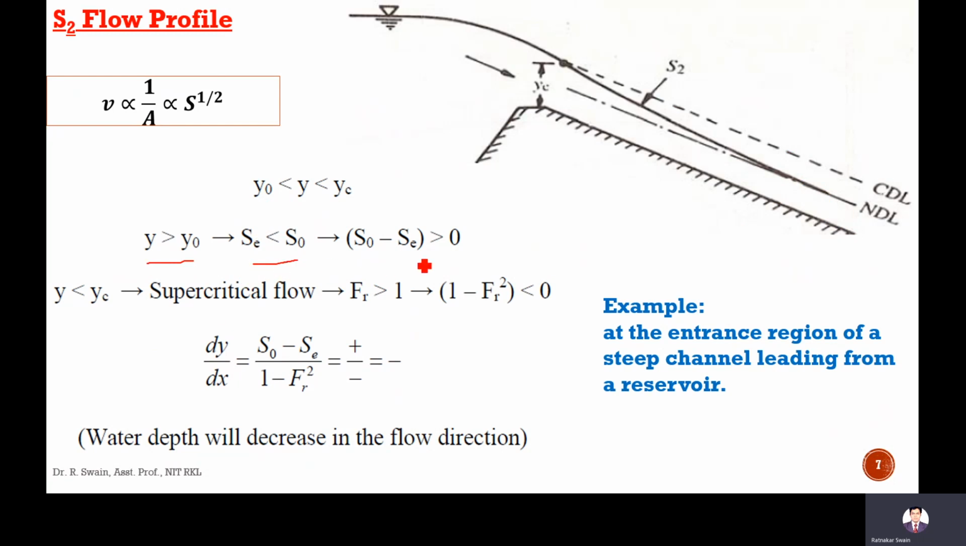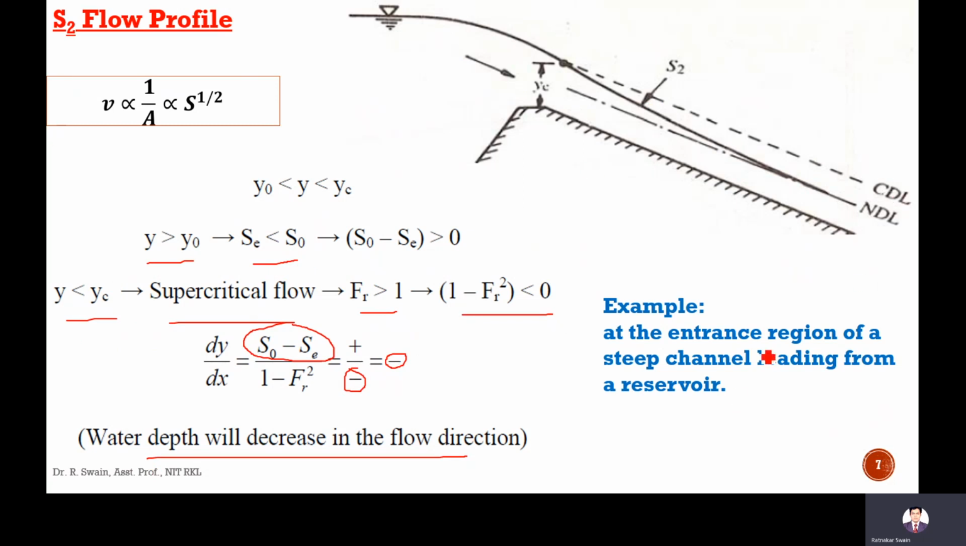So this S naught minus SE will be more than 0. That means the numerator of this equation will be positive. And here y is less than YC, it means a supercritical flow, Fr will be more than 1. So this 1 minus F square will be less than 0, which is a negative number. So positive divided by negative, you will get a negative number. So dy/dx is negative, it means the water depth will decrease in the flow direction.